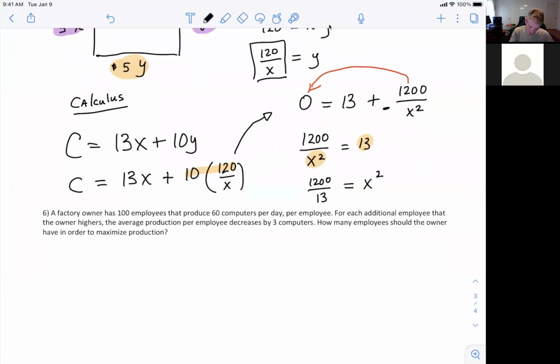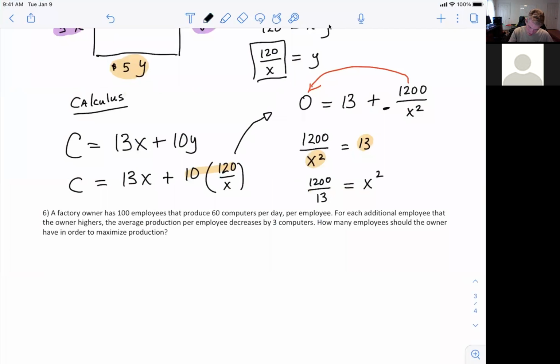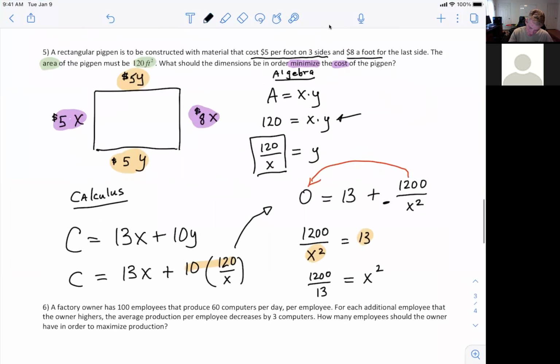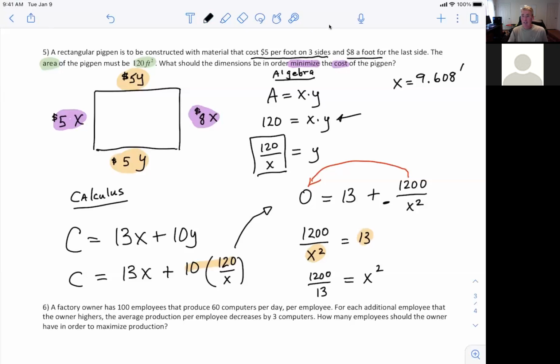So x, is there more space over here? Yeah. X is equal to 9.608 feet. 9.5 feet? Could a pig live in that? Yeah, definitely.